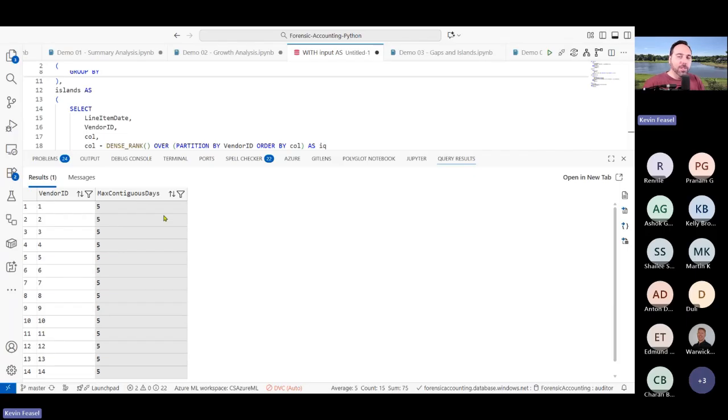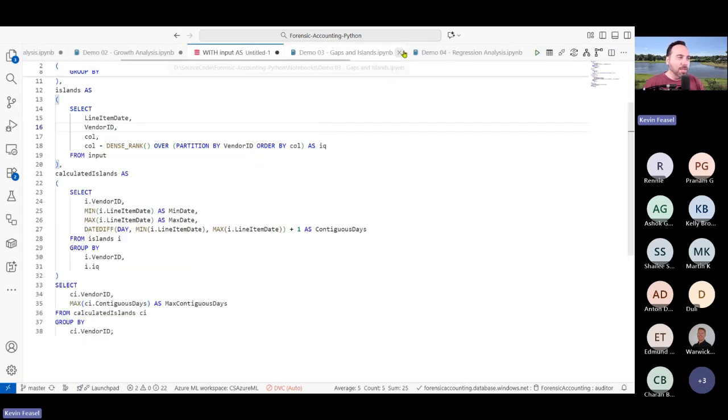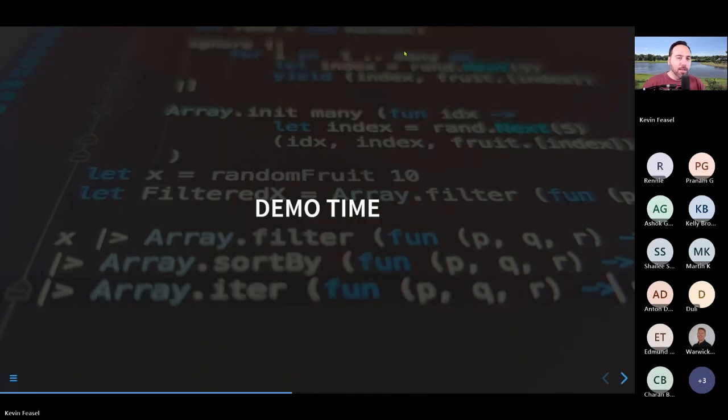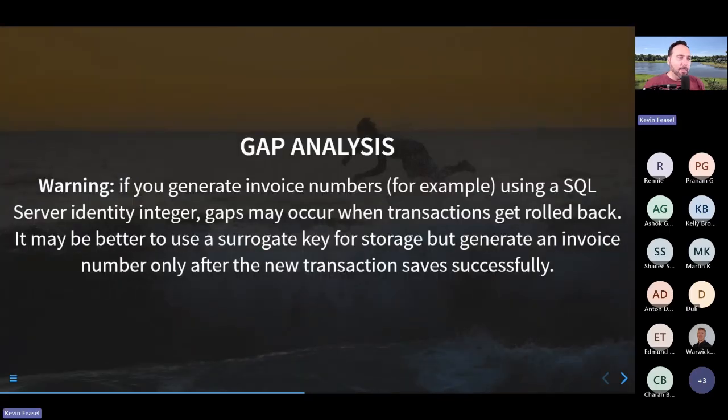If you saw this in a real data set, you might say, huh, that's weird, until you thought really hard and said, wait a minute, do they work weekends? Because if they don't work weekends, then we're probably just going to have 5 contiguous days as the max. So something to keep in mind. That's the idea of gap analysis.